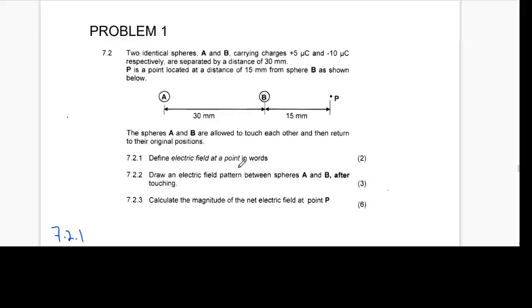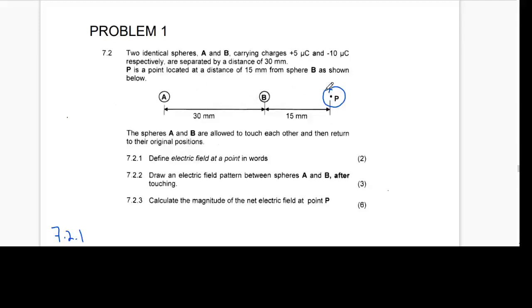Okay guys, problem number 1, electrostatics. So here we have a scenario. Two identical spheres A and B carrying charges 5 microcoulombs and negative 10 microcoulombs respectively, are separated by a distance of 30 millimeters. P is a point located at a distance of 15 millimeters from sphere B as shown below. So here is our point of interest. We are standing here and here are the charges.